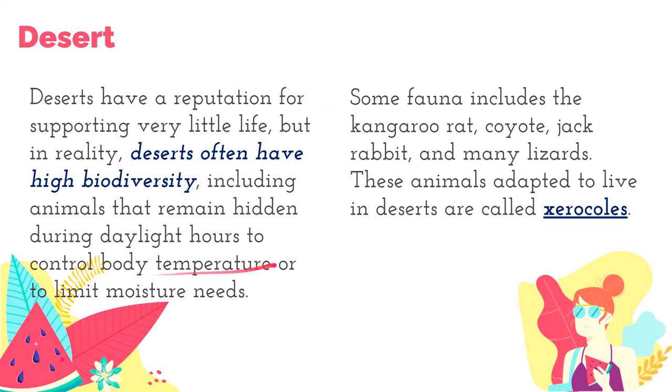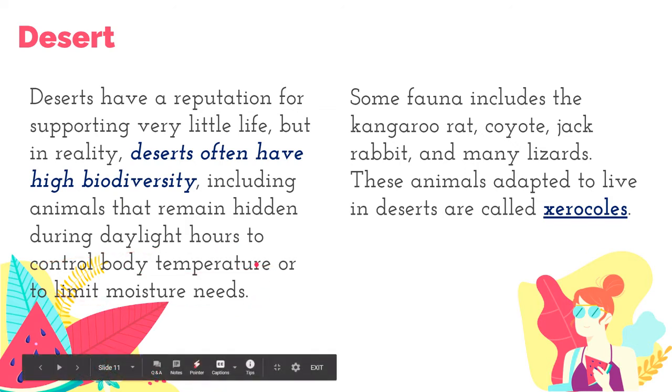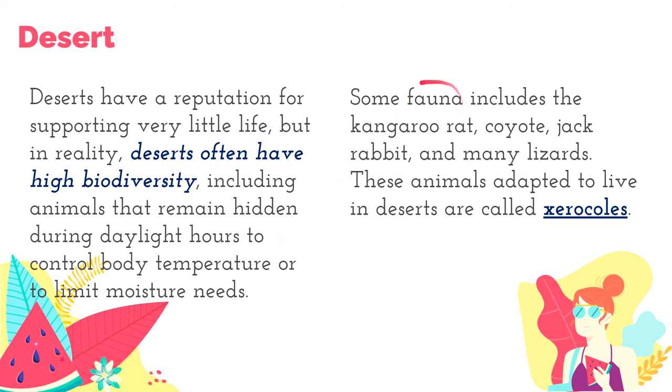So that allows them to control their body temperature and limit moisture needs. Those fauna, those animals, include kangaroo rat, coyote, jackrabbit, and many lizards. These animals adapted to live in deserts are called xerocoles.